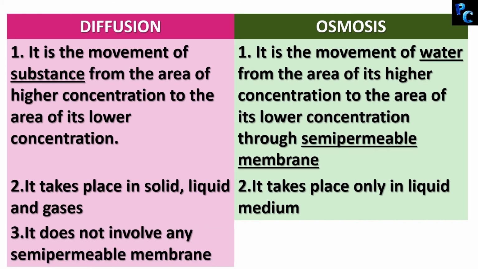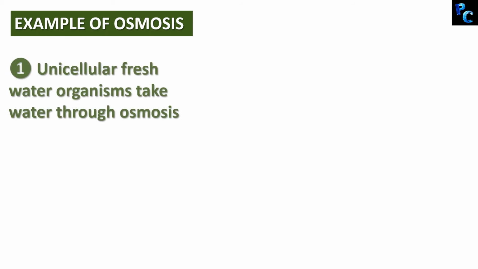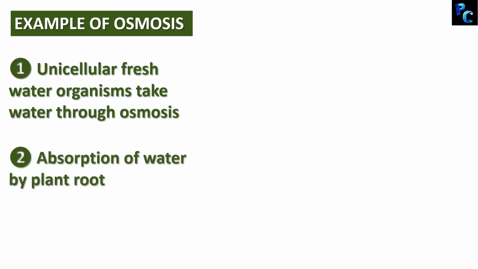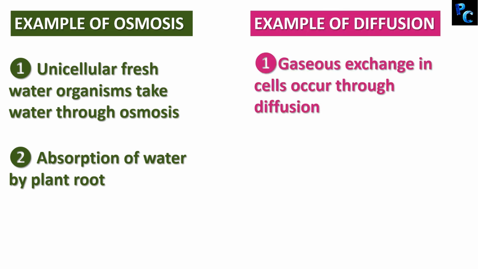Diffusion does not involve any semi-permeable membrane, but in case of cell, although semi-permeable membrane is present, it does not have any role in diffusion. Osmosis always requires a semi-permeable membrane. Now let's see some examples of osmosis. Unicellular freshwater organisms take water through osmosis. Absorption of water by plants is through osmosis. And I have told you before that gaseous exchange in cells occur through diffusion.